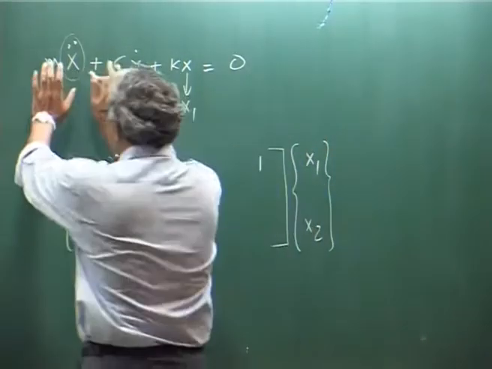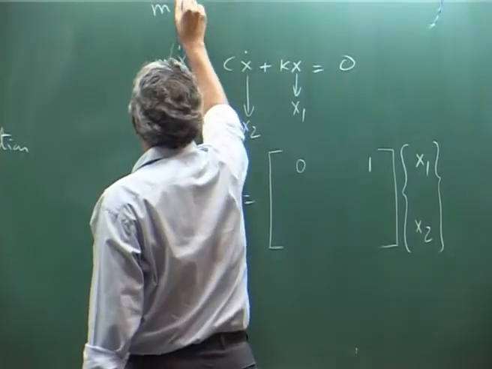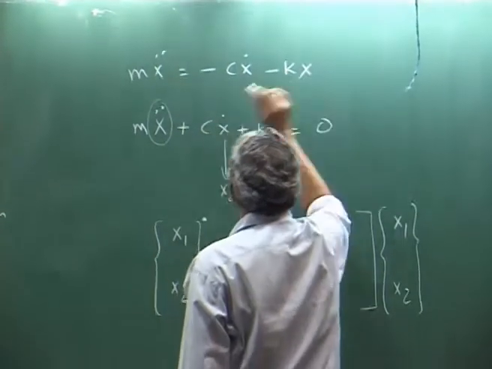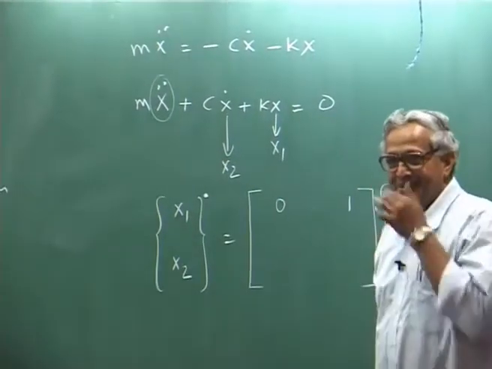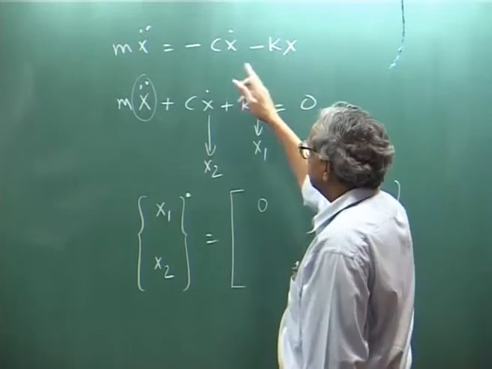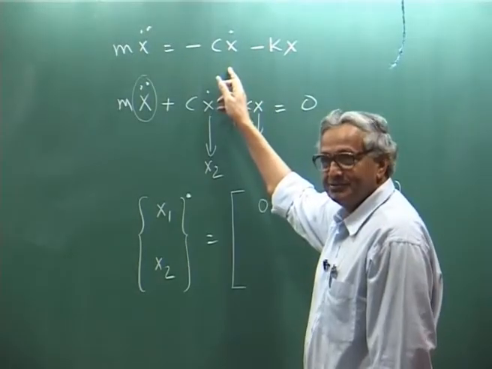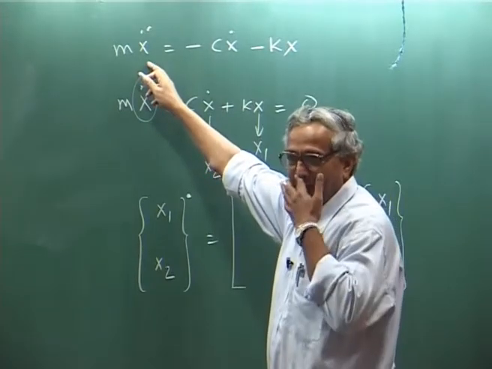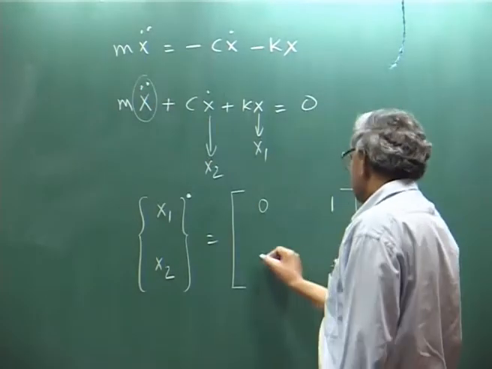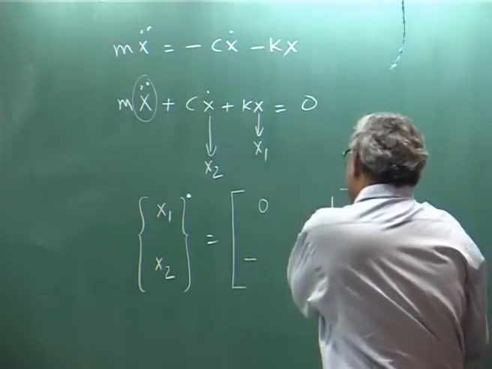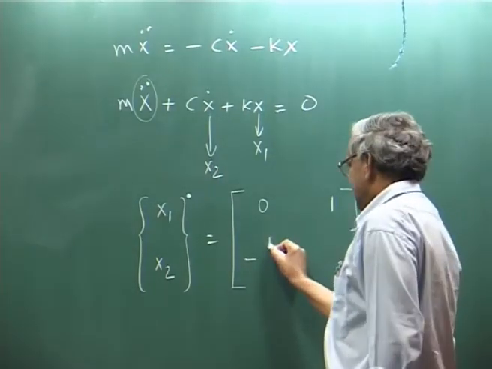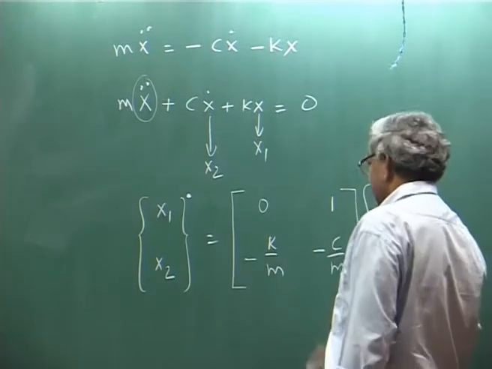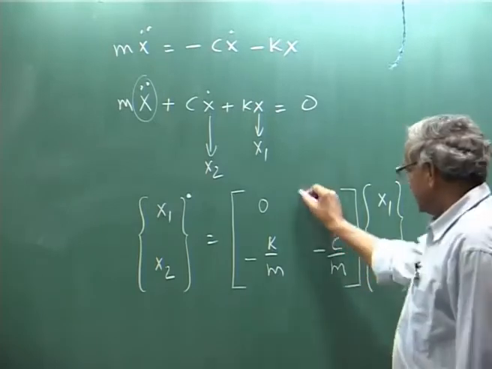So the best is you take this equation, minus Cx dot minus Kx. You know this is x1, this is x2, this is x2 dot. Okay. So you will have minus this is x2, this is k by m, minus c over m, that is all.